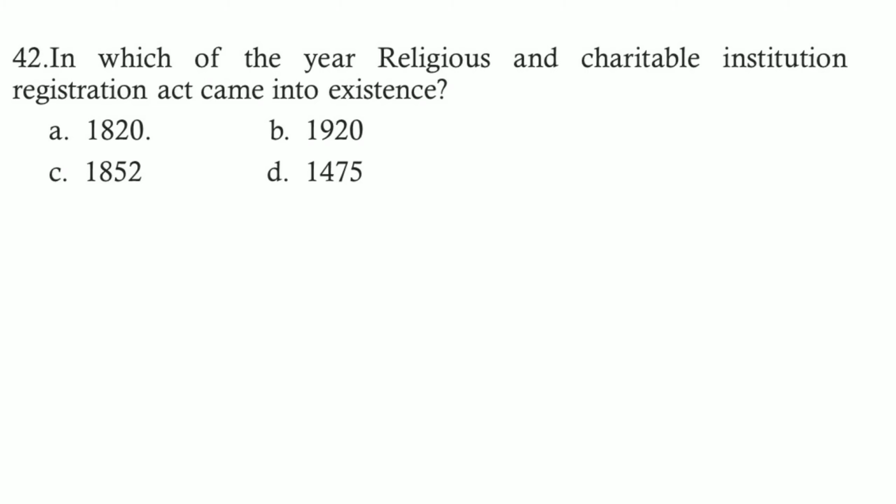In which year did the Religious and Charitable Institution Registration Act come into existence? A, 1820. B, 1920. C, 1852. And option D, 1475. Right answer, option B, 1920.